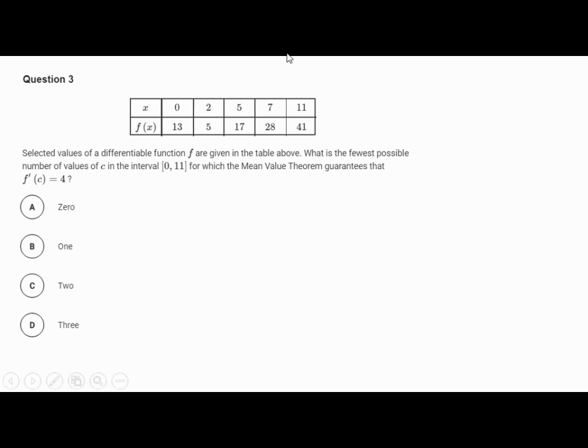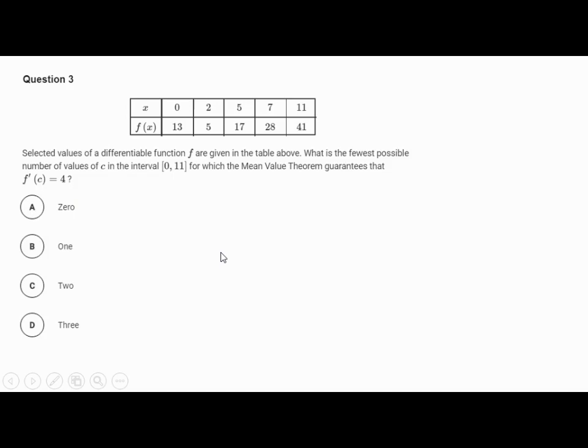Here you're given a table of values, x values and the y values for the function f of x at those specific x values. And it says selected values of a differentiable function f are given in the table above. What is the fewest possible number of values c in the interval 0 to 11, for which the mean value theorem guarantees f prime of c equal 4? So we're talking about the mean value theorem.